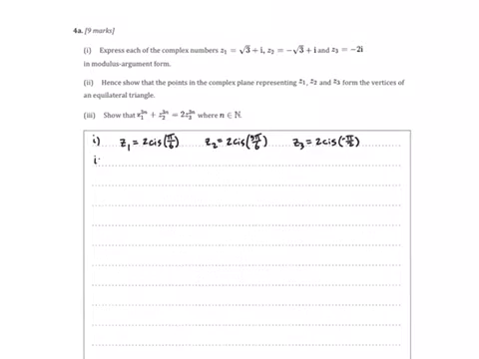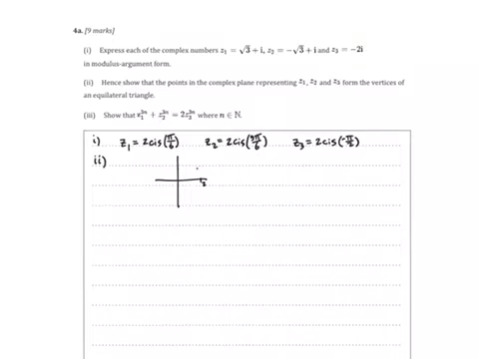Hence, show that the points in the complex plane representing Z1, Z2, and Z3 form the vertices of an equilateral triangle. Okay, I'm going to do my best here. Might not be perfect, but that's okay. Oh gosh, try that again. All right, cool.